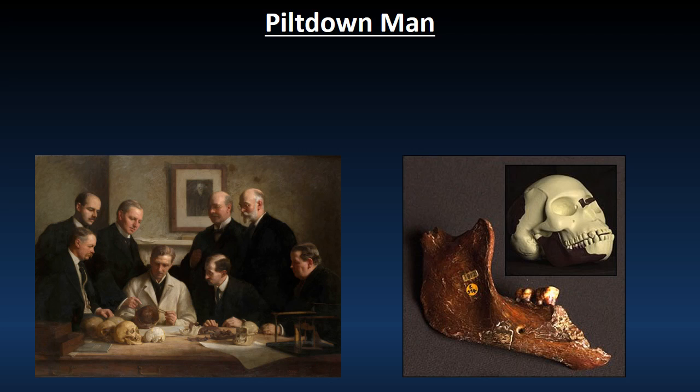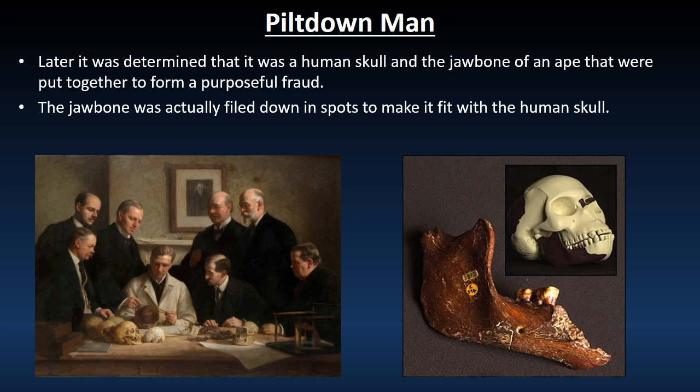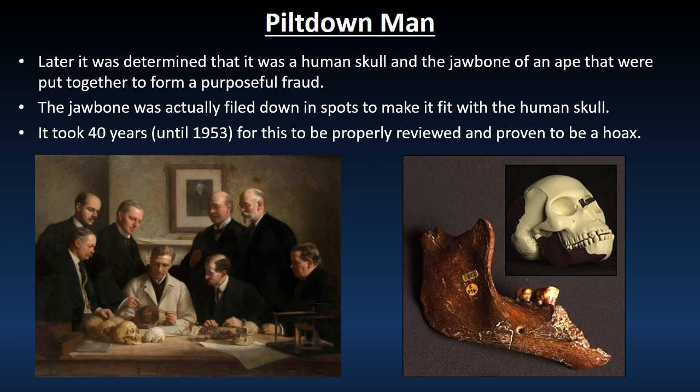So there's just a painting of the people that were involved at the time looking at the skull. And later it was determined that it was a human skull and the jawbone of an ape that were put together to form a purposeful fraud. The jawbone was filed down in spots to make it fit the human skull. And there's better pictures than what I have here that show microscopic file marks where they filed it down, because you can see it now. So they pieced the two together. And it took 40 years for this to be properly reviewed and proven to be a hoax.